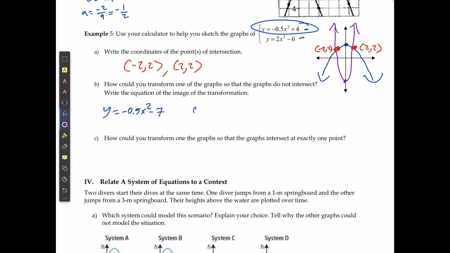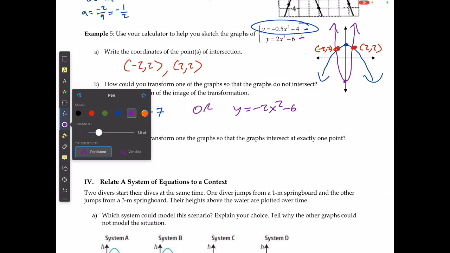So I could say that if I change the second one to y is equal to negative 2x squared minus 6, once again, they will never cross. How could I transform one of the graphs so that they intersect at exactly one point? Well, the one point they would intersect would be at the vertex. They already have the same p-value, a p-value of 0, which means as long as they have the same q value, this is going to work.